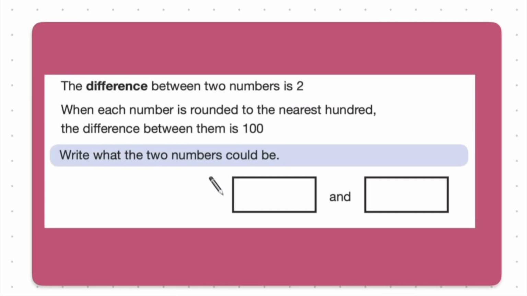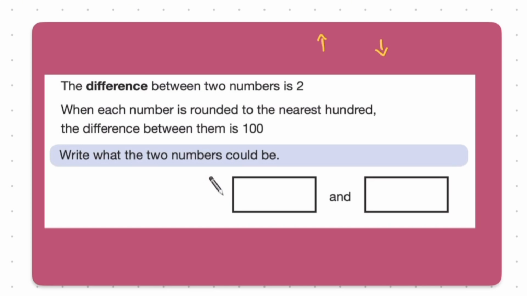And finally, we've got a little bit of a different question here. This is more of a problem-solving question instead of just an arithmetic, mental maths question like the last ones have been. And here we've got the difference between two numbers is 2. When each number is rounded to the nearest 100, the difference between them is 100. So if we've got two numbers that have a difference of 100 when rounded, we know that one needs to go up and one needs to go down.